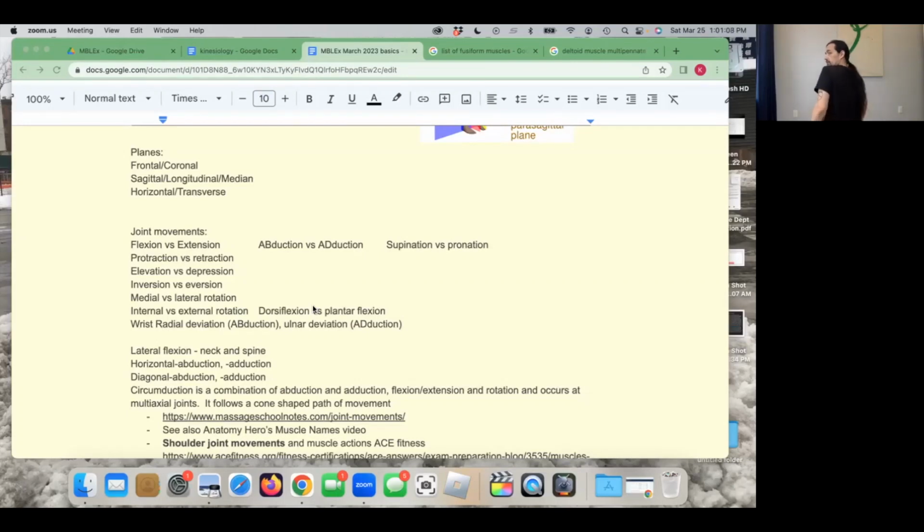Elevation and depression of the shoulder blade. So elevation raises the shoulders, raises the shoulder blades, and then depression lowers the shoulder blades. When you elevate, you're using your upper traps. When you depress, you're using your latissimus dorsi. Okay, one more, and then we have to call it a day.